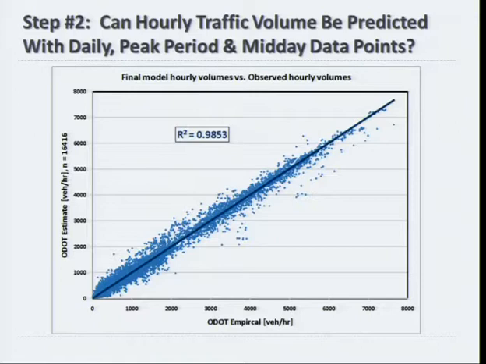Our output, even if it's perfect and error-free, is no better than the reliability of the travel demand model itself. When we looked at the size of our errors and compared them to the size of the errors within the travel demand model itself, how accurate is the model? Our errors were small in comparison, which made us feel good.